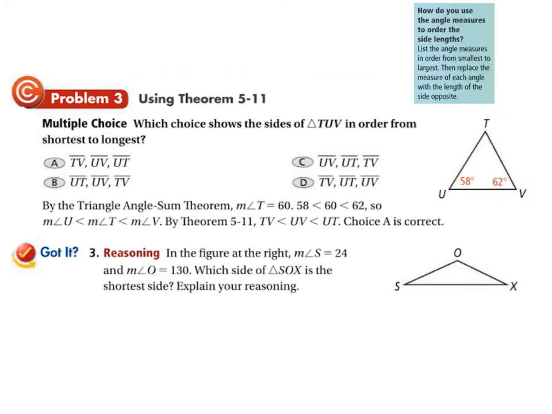So we need to calculate what's this missing angle, and this missing angle is 60. So we've got 58 is the smallest, then 60, then 62. What's opposite of 58? TV or VT. That means it's going to be either A or D, right?